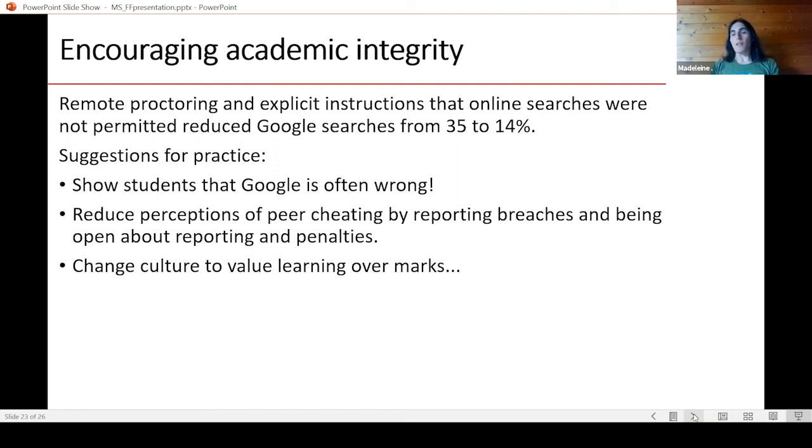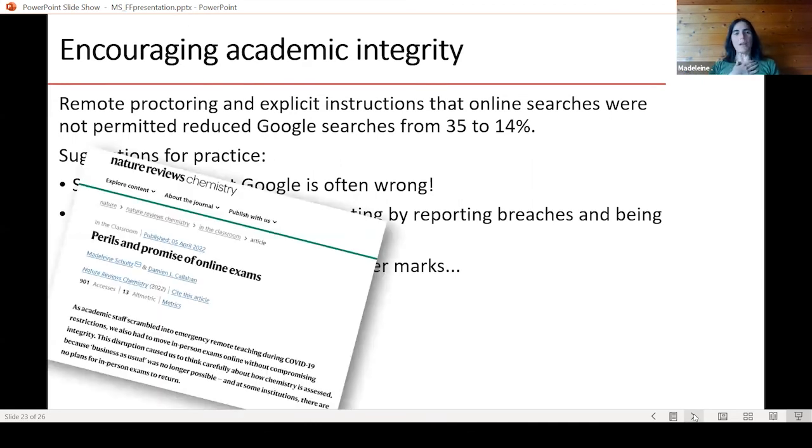It's worth telling the students that Google gets answers wrong. We found that for many of our chemistry questions. The other thing is, we know that a major factor that causes students to cheat is if they think everyone else is cheating and getting away with it. So if we tell them no one's getting away with it, if you cheat, you will be penalized, they're less likely to cheat themselves because they feel confident that others aren't benefiting. And then the biggest thing is, of course, change motivation, change our culture. They need to value learning, to be motivated to learn, and then they're less likely to cheat.